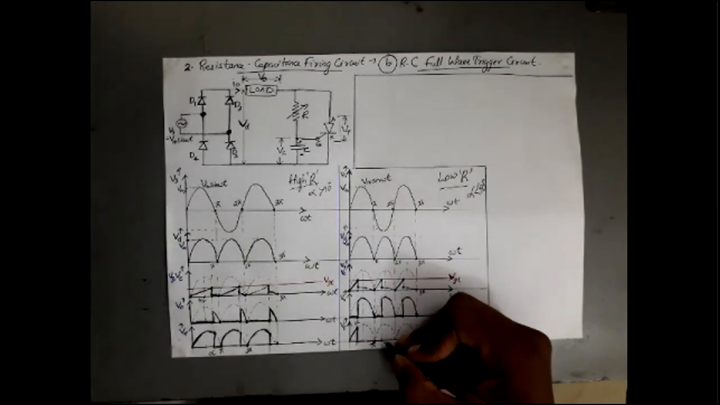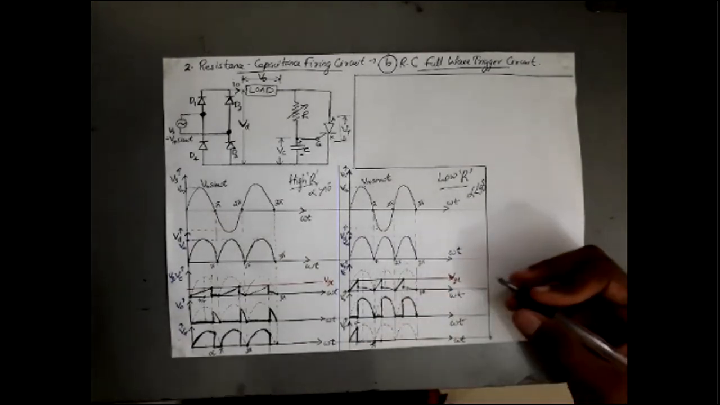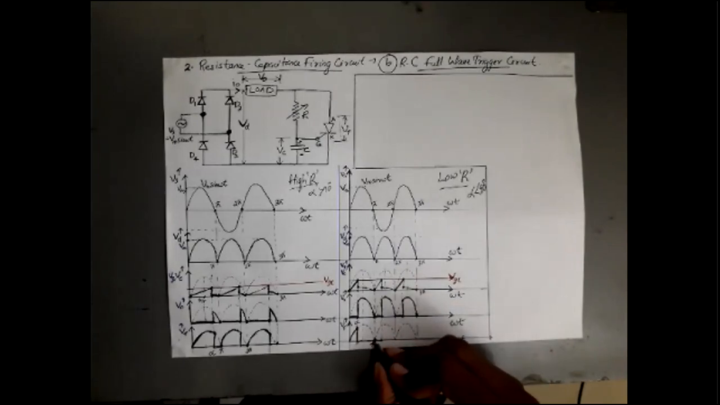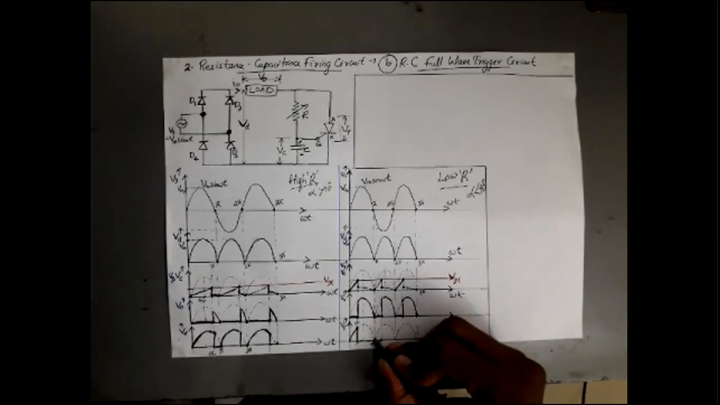Sorry. From alpha, my SCR was triggered. So voltage appearing across my SCR or thyristor will be 0 up to pi, since it was triggered from alpha to pi. And at pi, what happens? Again, my SCR is in off state, that is, it is not triggered.